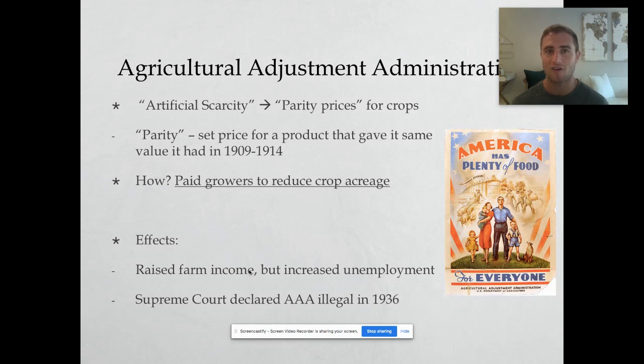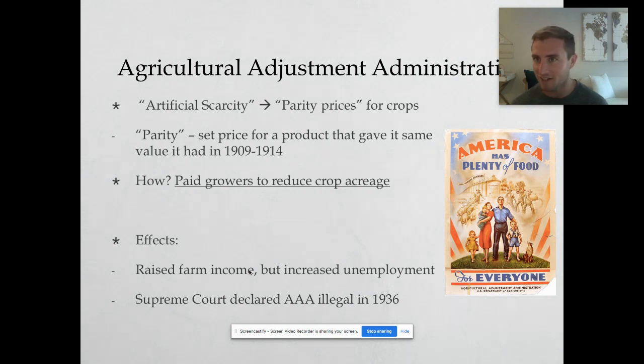What the Agricultural Adjustment Administration did was try to establish artificial scarcity. We don't have scarcity. We have overproduction. We're going to create artificial scarcity. And how are we going to do that? We're going to pay farmers not to farm. That is what this was. It was saying, farmers, you have 50 acres of land. We want you to only cultivate 30 of those acres. And then you are going to sell those crops for around the price that they were before World War One.